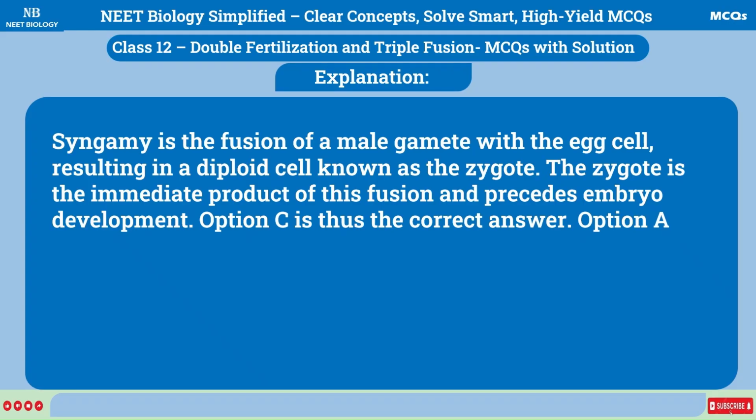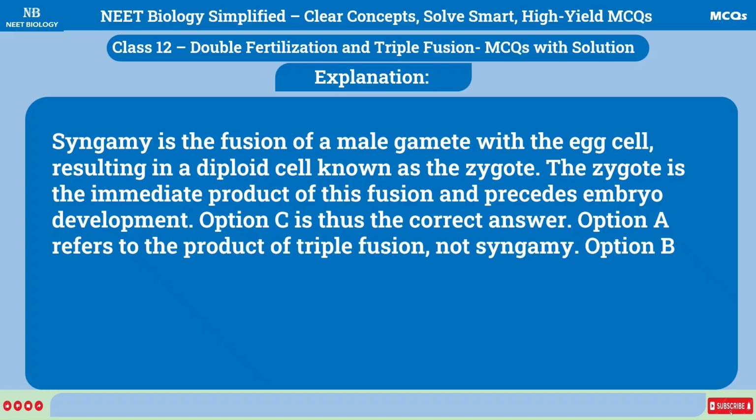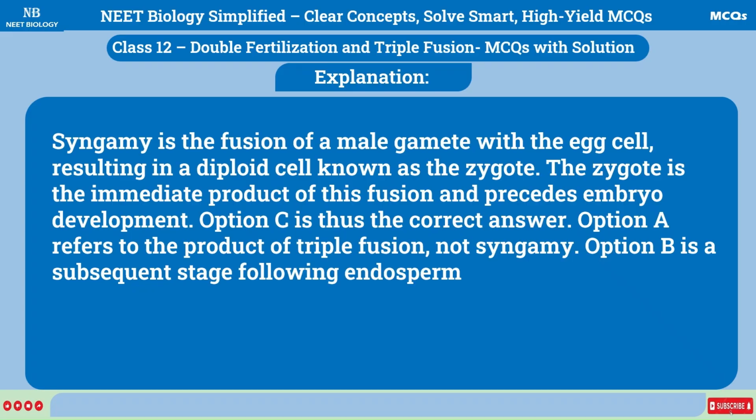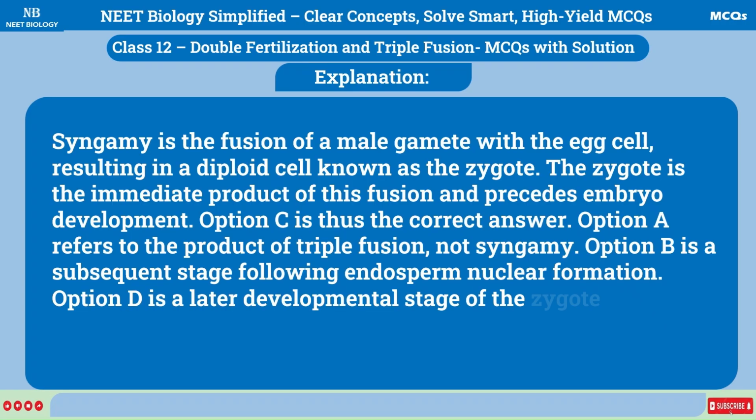Option A refers to the product of triple fusion, not syngamy. Option B is a subsequent stage following endosperm nuclear formation. Option D is a later developmental stage of the zygote.